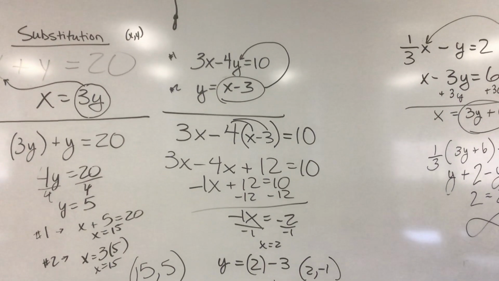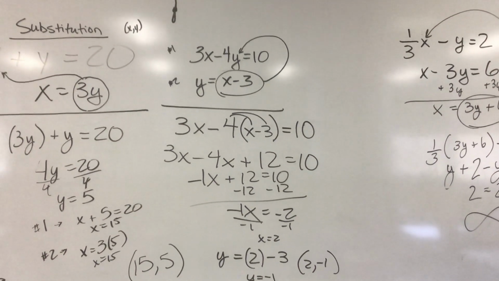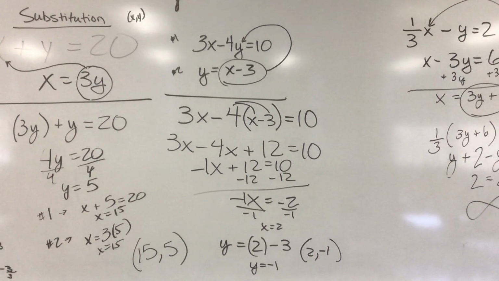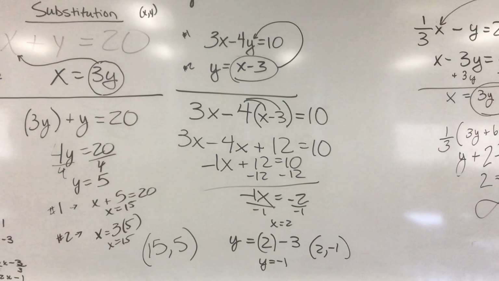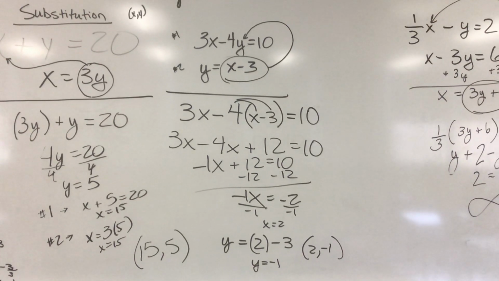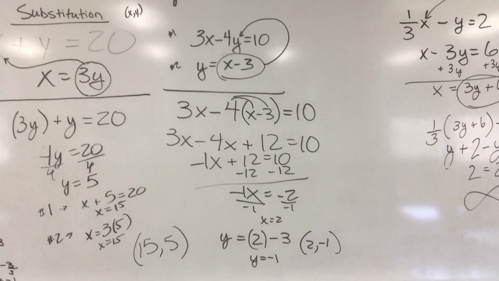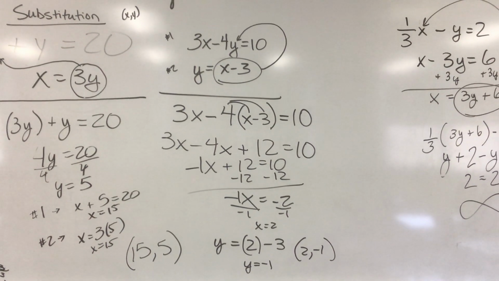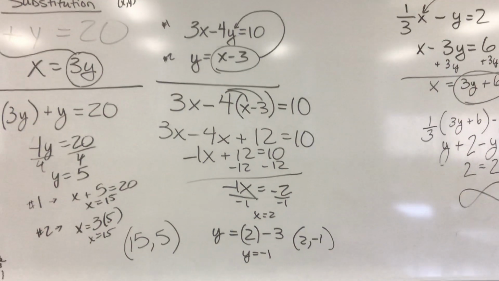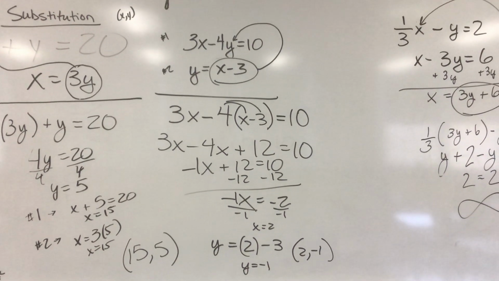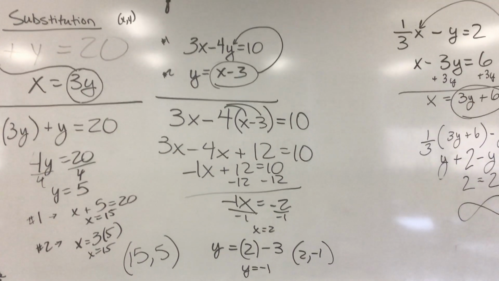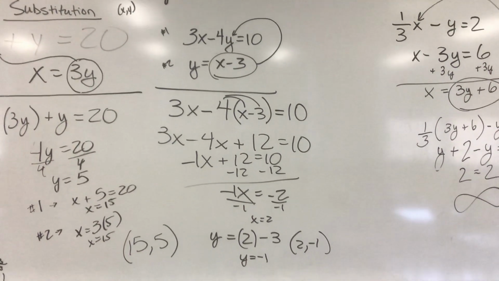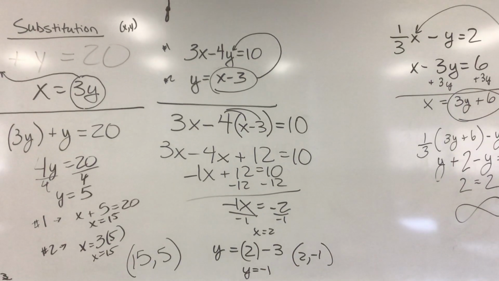3x minus 4x is negative 1x, plus 12 equals 10. Isolate my variable, subtract 12 from both sides. Get a coefficient of 1 by dividing both sides by negative 1, and I get x equals 2. Now again, I just have to plug that into one of the original equations. I'm going to choose to plug it in number 2. And y equals, instead of x, I know it's 2 minus 3. Y equals negative 1. So my ordered pair is 2, negative 1.